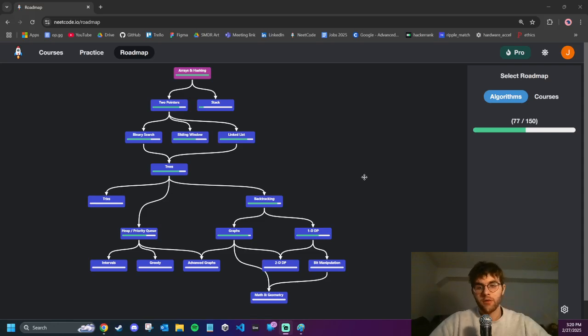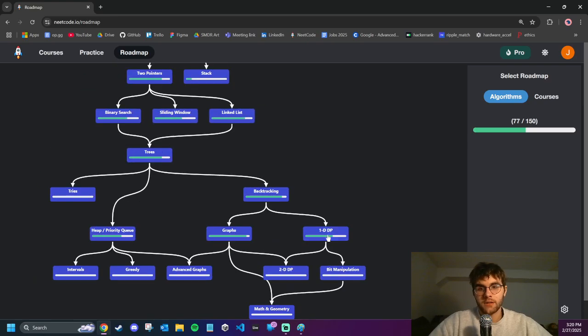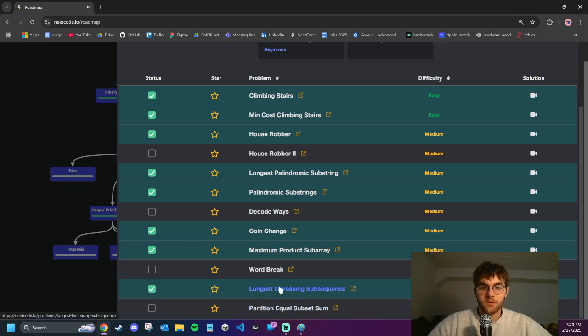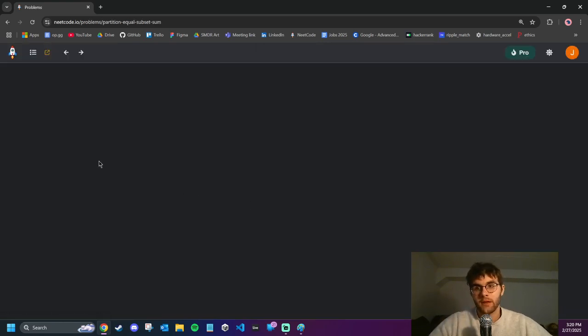Today is day 43. I'm looking at dynamic programming problems. So yesterday I did longest increasing subsequence. I got a pretty cool solution for that despite some struggles. And then today I'm looking at partition equals subset sum. I've never looked at this problem before.